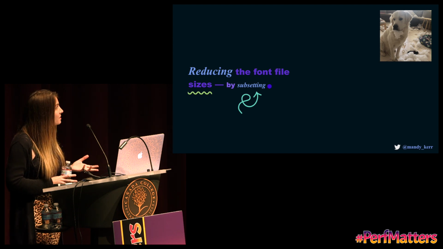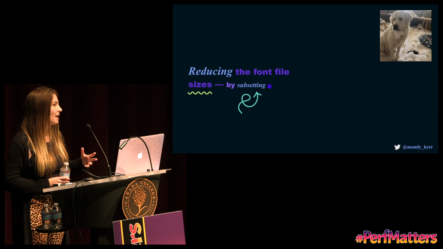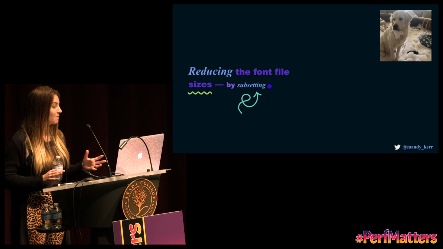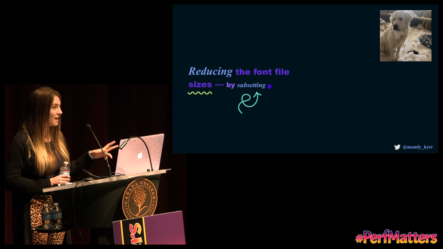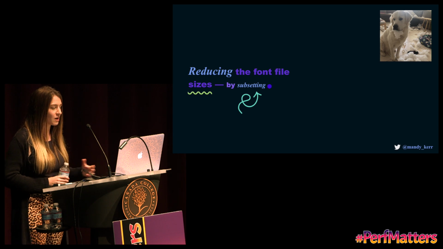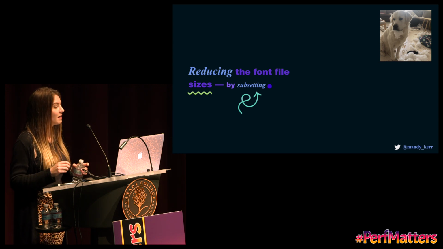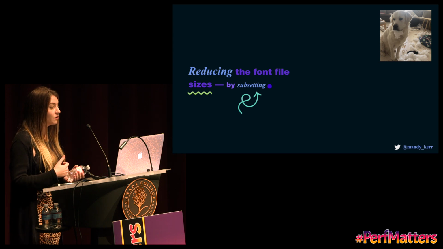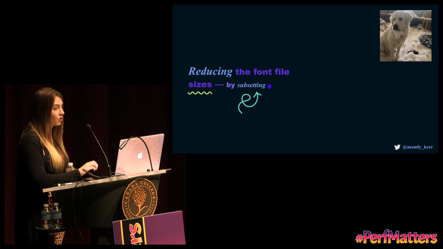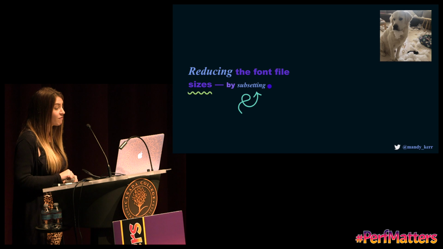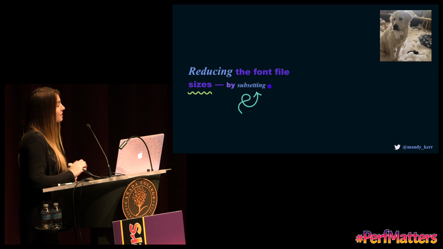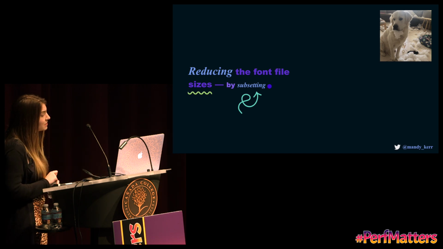This comes with some risks, because you might find that if you've too heavily subset your font, parts of your text might render in your fallback instead of your custom font. But it is a really good way to reduce the size of the font itself. I use a tool called Glyphhanger by Filament Group. It's really straightforward to use. They've got great README files on their GitHub page.